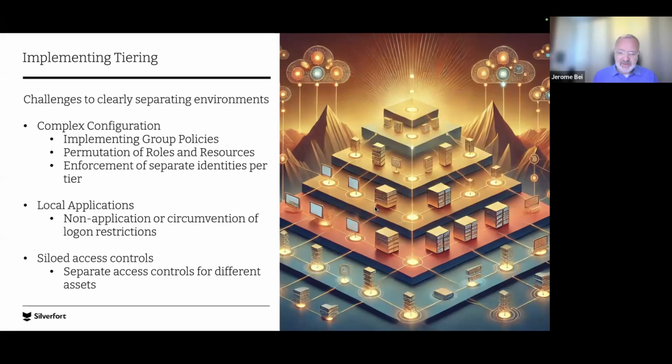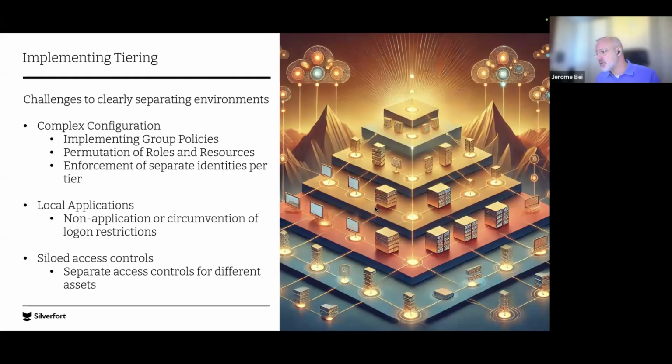But the challenge here really is that it is very complex. There are different ways of doing that. You can try and separate environments with GPOs, which can become very complex because you have all those permutations of, on the one side, the roles that you need, and on the other hand, the resources. And enforcing the separation of identities per tier is something that is not built into those environments. It is very challenging to maintain that manually and to do that at scale.